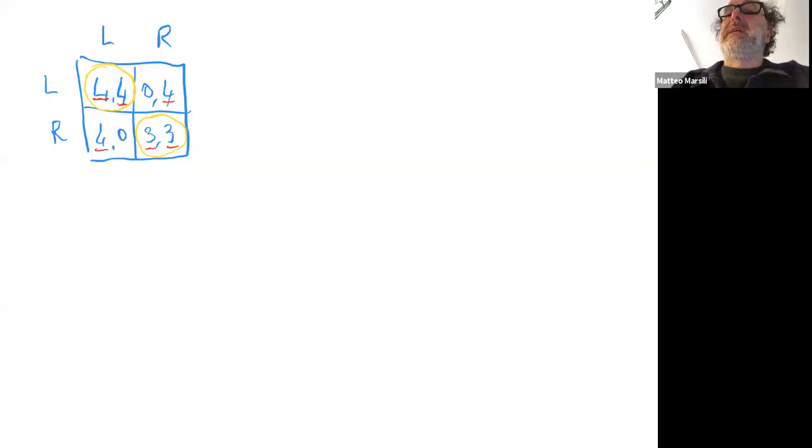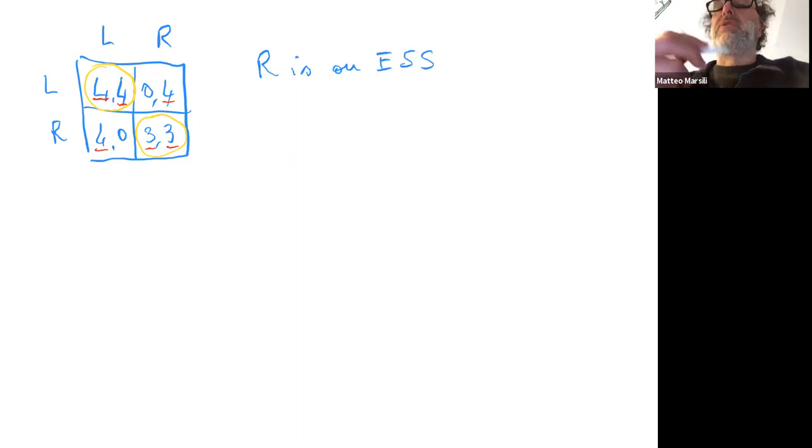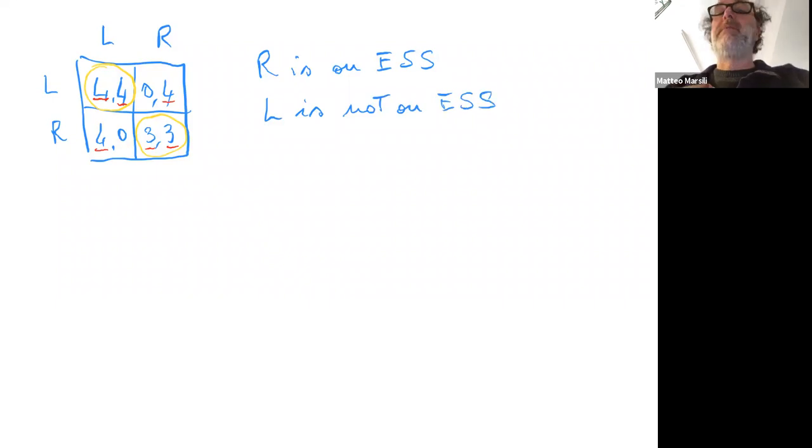However, if you do the math, you will find that R is an evolutionarily stable strategy, because essentially it cannot be invaded. But L is not an evolutionary stable strategy. You just have to do the math. So this is a Nash equilibrium, but the strategy played at this Nash equilibrium is not an evolutionary stable strategy. Are there questions?